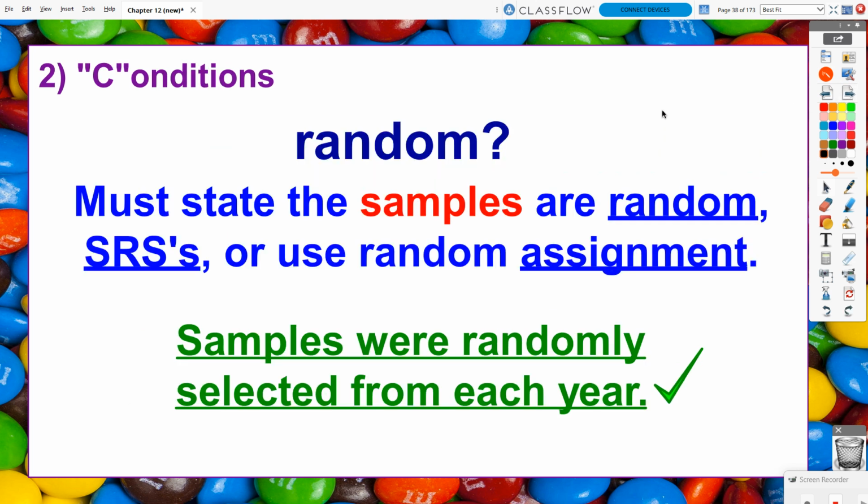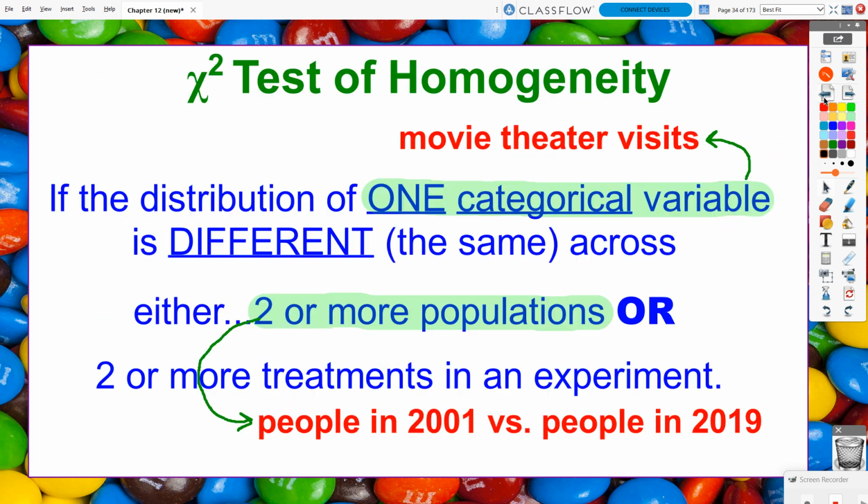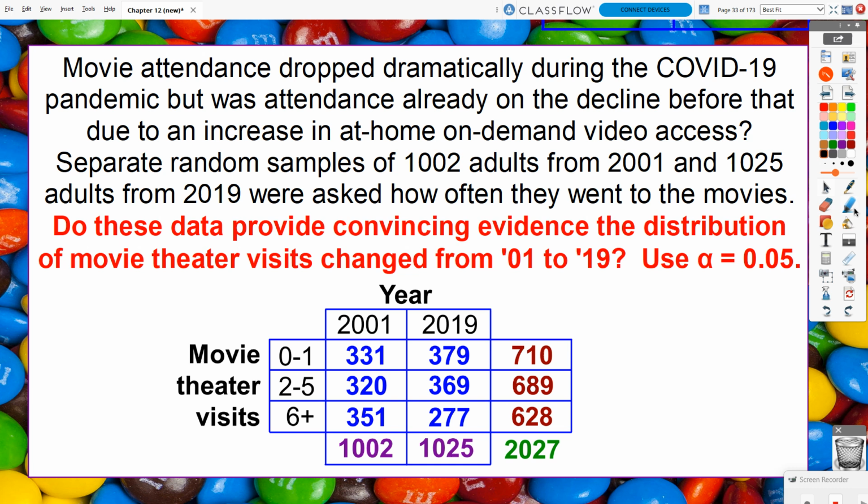All right, conditions. These are going to look really familiar. Number one, the random condition. It must state that the samples are random, SRSs, or that they use random assignment. Now, here's the thing. Remember, we had 2 separate random samples. Let me jump back here for a second to here. Separate random samples of 1,002 and 1,025 adults from those 2 separate populations.